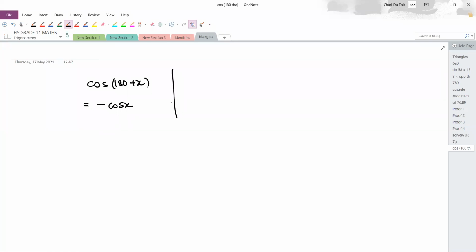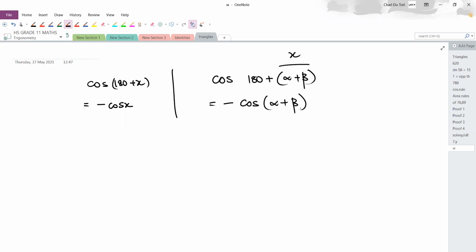Okay, but now if I have cos of 180 plus alpha plus beta, it's the same. Alpha plus beta is now just in the place of x. So that's also negative cos, and instead of x, I have alpha plus beta. So you have to do those conversions. If I have sin of 180 minus x plus y, that's the same as positive sin of x plus y. And those are the things you're not getting right in those triangles.